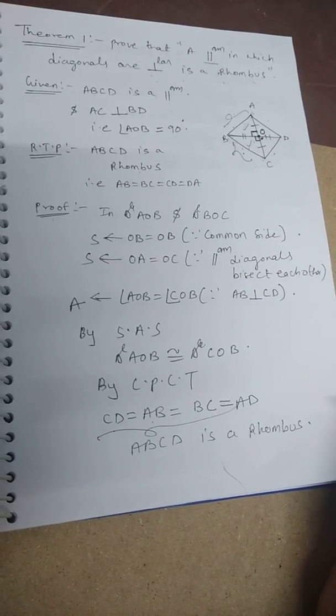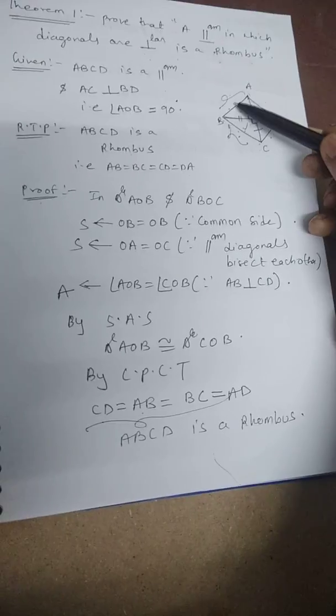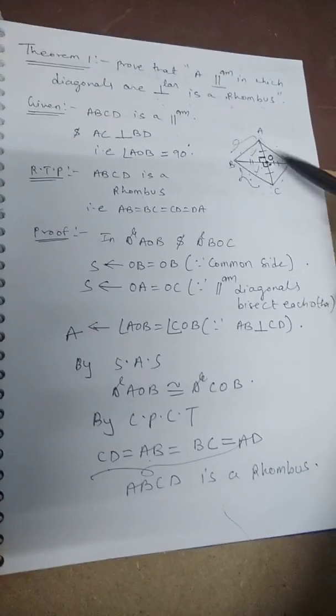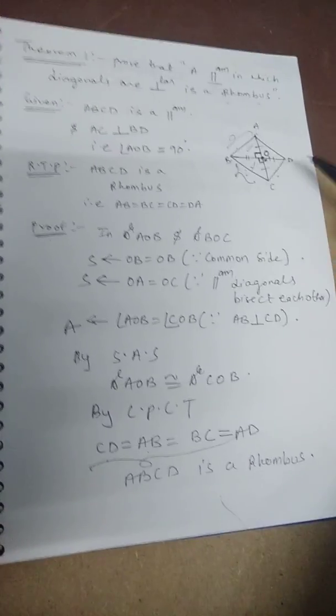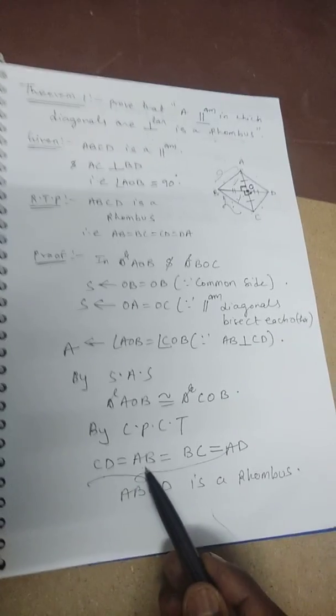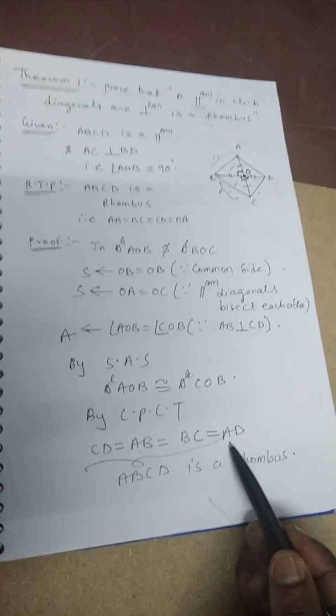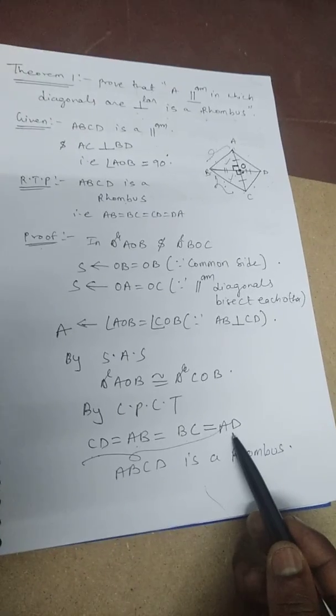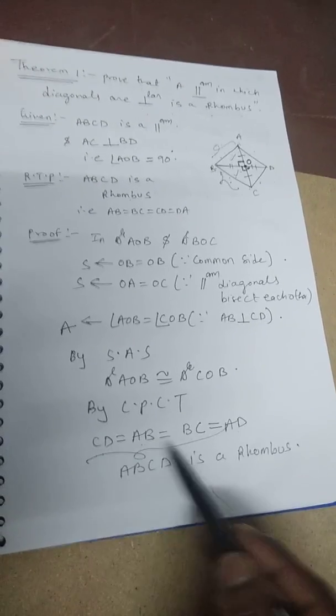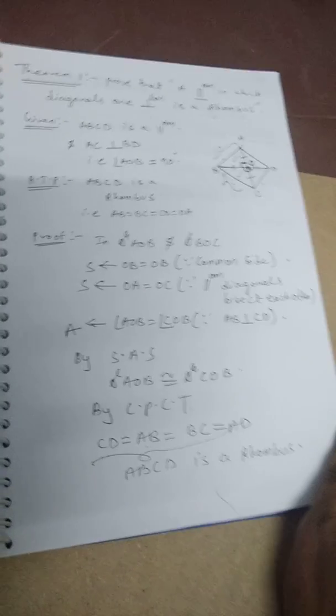Hence proved. This is most important here. These two are opposite sides, because in a parallelogram opposite sides are equal. So AB will be equal to CD because they are opposite sides. Next, BC is equal to AD because these two are opposite sides. So automatically all four sides are equal. ABCD is a rhombus. So we have proved it is a rhombus.